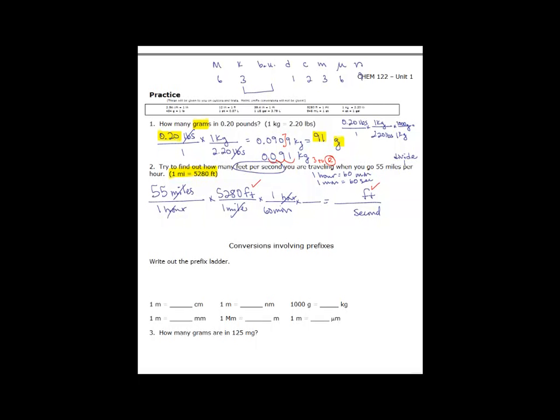And then, so if I stopped right here, I would be feet per minute. So I need to do 1 minute over 60 seconds. So minutes cancel. Now I'm in feet per second. So when I enter this into my calculator, I do 55 times 5,280 divided by 60 divided by 60. And I end up with 80.6666 repeating.